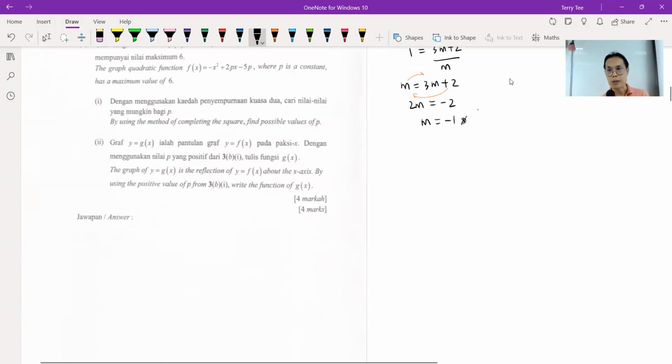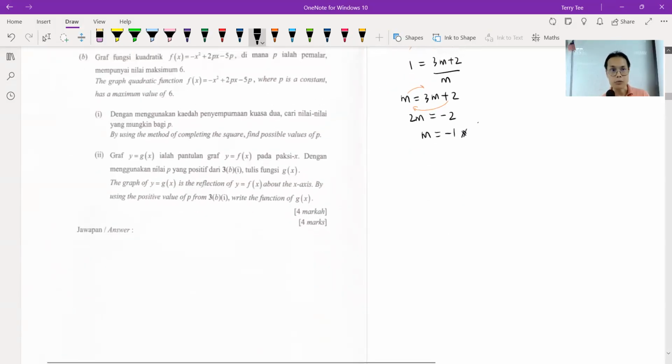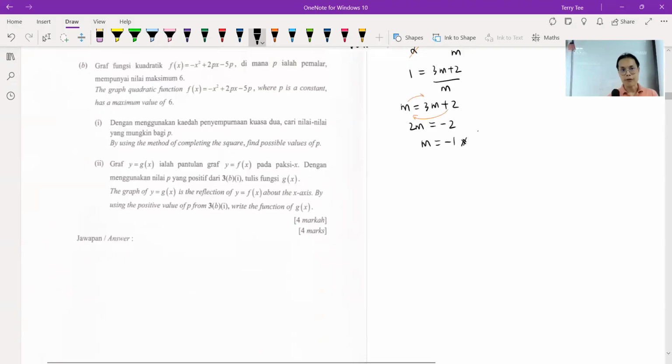Okay, moving on to B. I'm going to do part B down here. Graph fungsi kuadratik fx equals negative x square plus 2px minus 5p, di mana p ialah pemalar, merupakan nilai maksimum 6. Right? So, they say dengan menggunakan kaedah penyempurnaan kuasa dua, you got to complete the square, cari nilai yang mungkin bagi p. Okay, find the possible value of p. So, well, let me start here. We are supposed to complete the square.